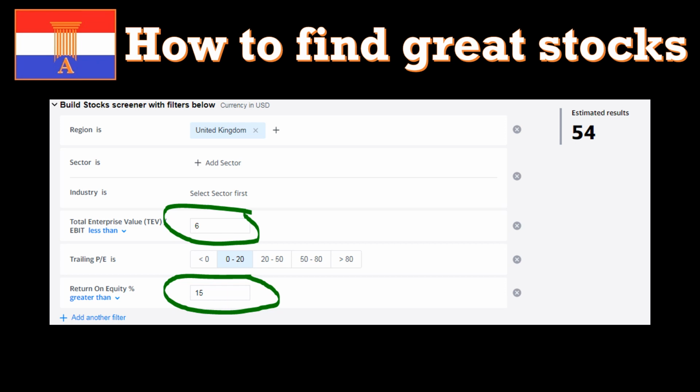If we add those to our page, we will get the following screen. And then we can add other stuff to it. So what I decided is that I'll have a total enterprise value divided by EBIT of 6. I want a trailing PE ratio between 0 and 20, because I want the company to be profitable. That's basically what I'm saying. And I want the return on equity to be higher than 15%, because I want them to spend the money that I invest well. And that gives us 54 results. Still a lot to go through, but it gets us somewhere.